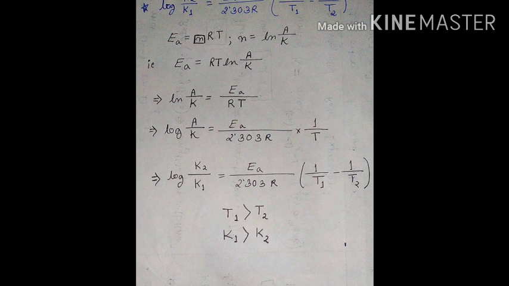We know that rate constant is directly proportional to temperature, so if T1 is greater than T2, K1 will be greater than K2. As such, the term log K2 by K1 becomes less than 0. As the left hand side is negative, so the right hand side should also be negative, which is so because 1 by T1 is less than 1 by T2 because T1 is greater than T2.